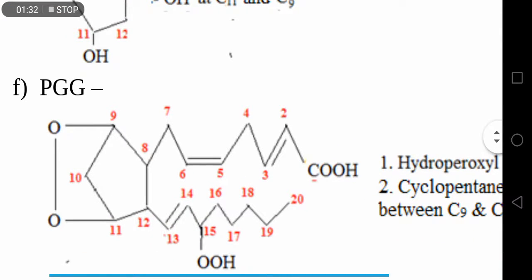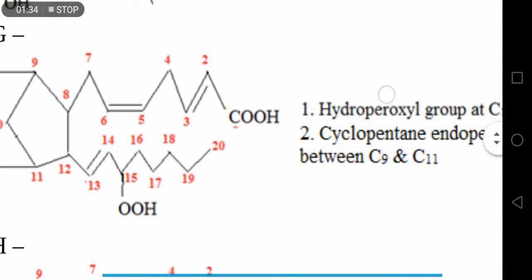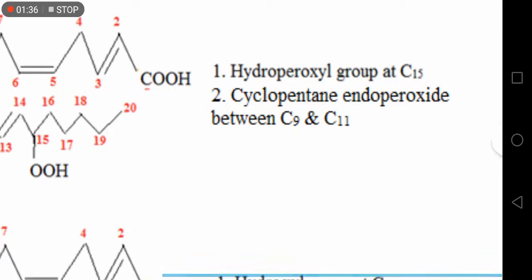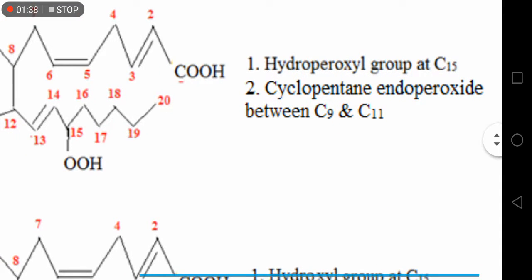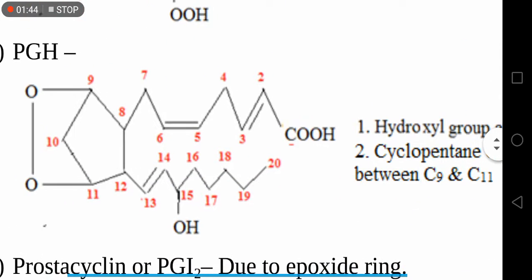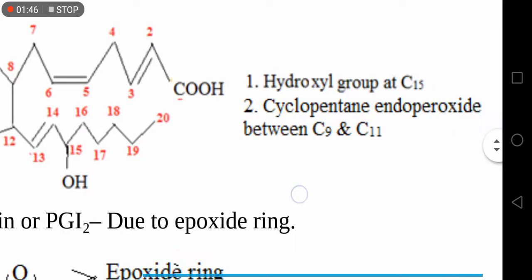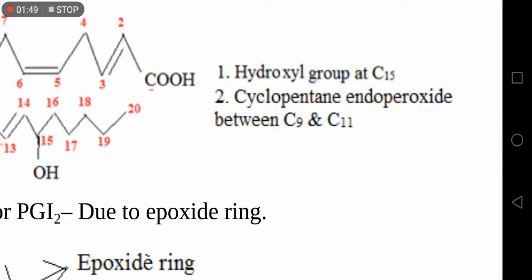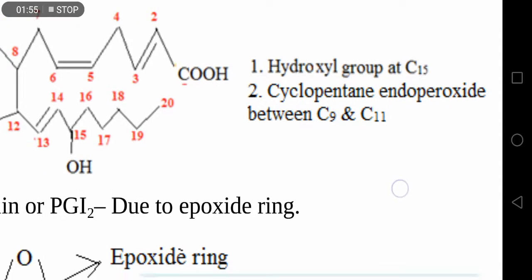Then prostaglandin G. It contains a hydroperoxyl group at C15 and a cyclopentane endoperoxide between C9 and C11. Then prostaglandin H. It contains a hydroxyl group at C15 and a cyclopentane endoperoxide between C9 and C11.